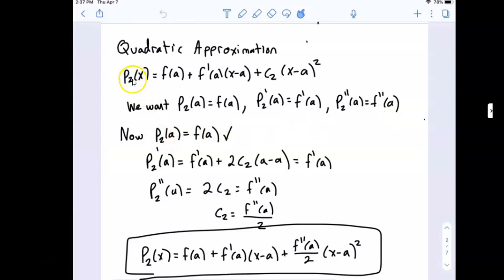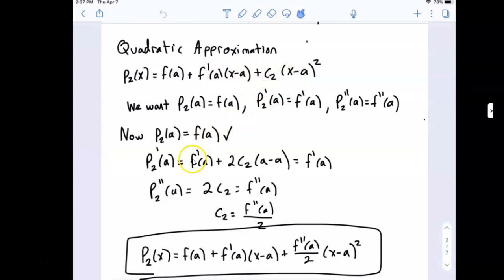So if we try to evaluate P2 at A, we would have A minus A, which would cross out this term. A minus A squared would cross out this term. So of course, P2 of A does agree with f of A. And if we take the derivative, P2 prime of A, well, the f of A term would go away. We'd have f prime of A times 1, which is f prime of A, plus the derivative of this part, which would be 2c2 of x minus A, but we're evaluating it at A, so that term would cross out as well. And so P2 prime of A is just equal to the derivative. So it agrees on the first derivative.